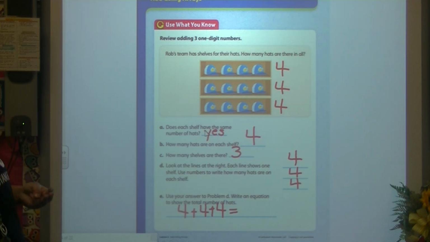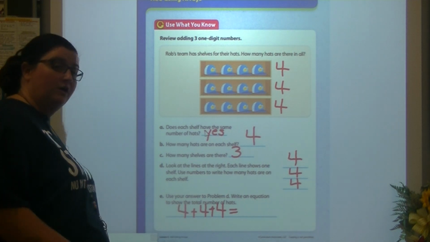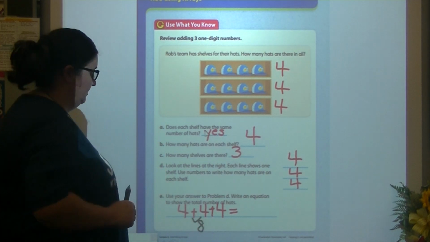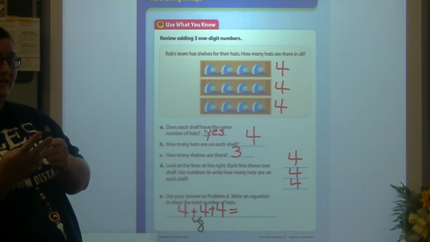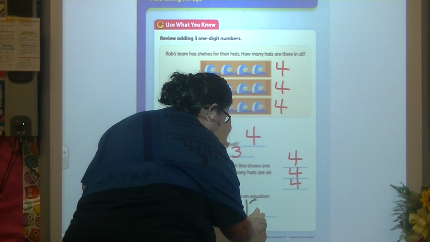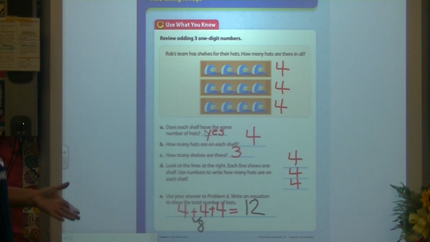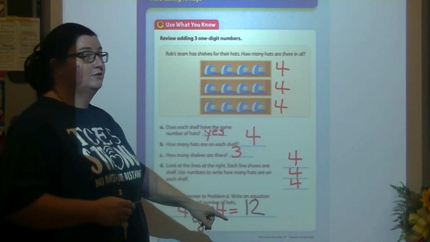So we know when we have 3 numbers, we add 2 at a time. What is 4 plus 4? It's a doubles fact. It equals 8. Now what is 8 plus 4? 8, 9, 10, 11, 12. So how many hats are on the shelves? There are 12 hats altogether on the shelves. 3 rows of 4 hats each equals 12.